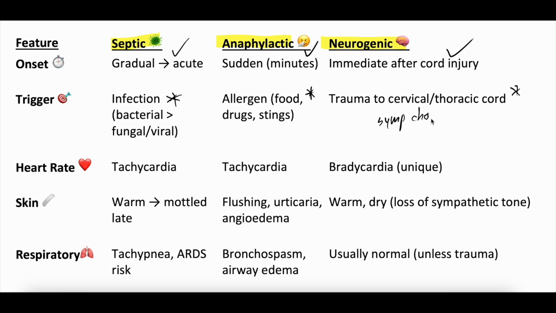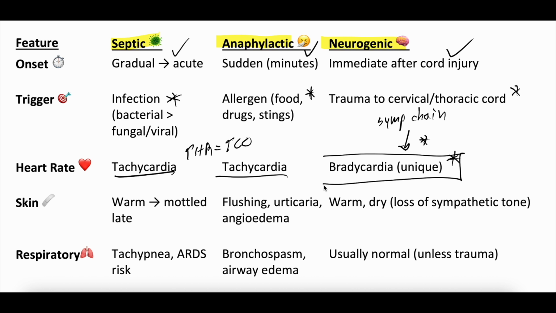Okay. In septic and anaphylactic shock, your heart rate is tachycardic because you're trying to increase heart rate to increase that cardiac output. In neurogenic shock, you are bradycardic because you don't have that sympathetic drive because you've injured that sympathetic chain. So that's one of the big differences here, is that in neurogenic shock, you are bradycardic, whereas in septic and anaphylactic shock, you're tachycardic.